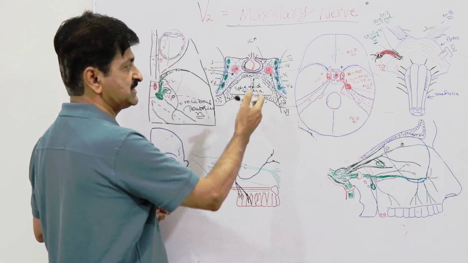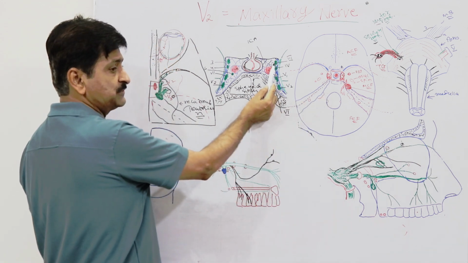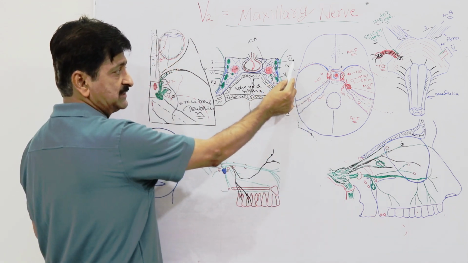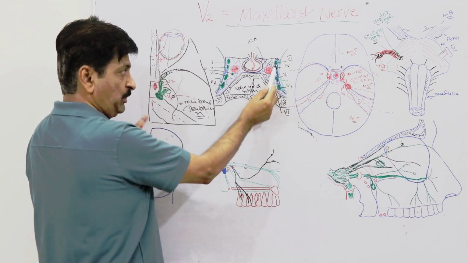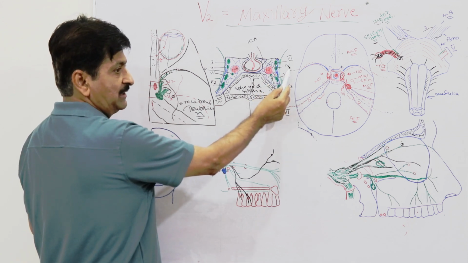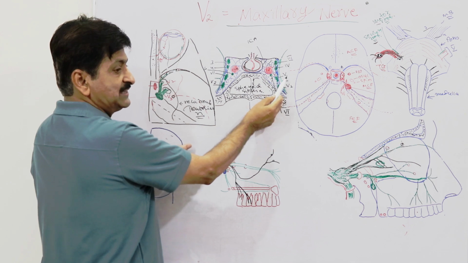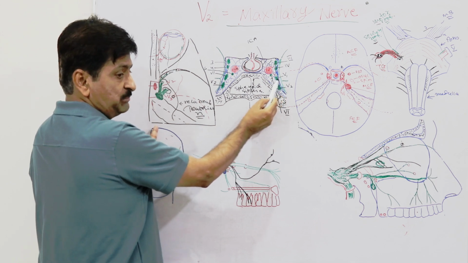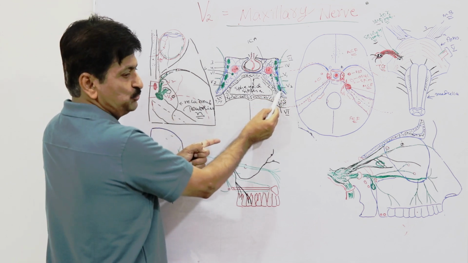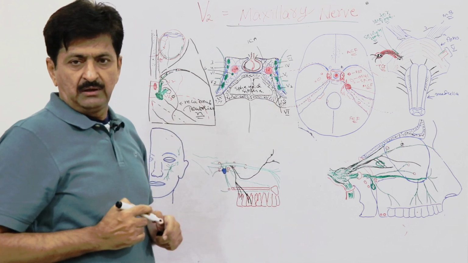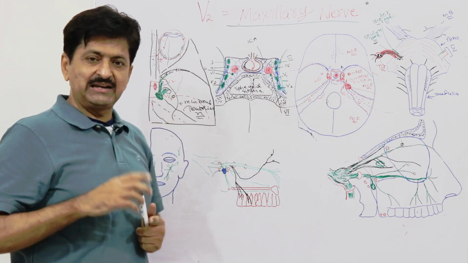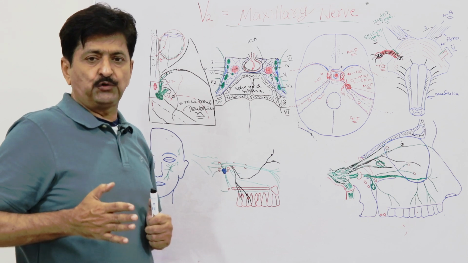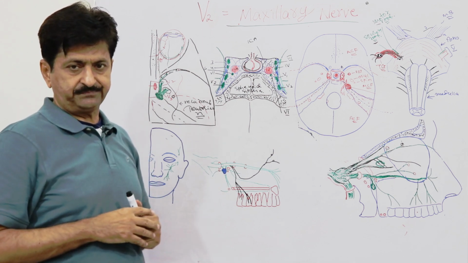In the lateral wall of the cavernous sinus, I told you the highest nerve, the superior nerve, is the third nerve, that is called the oculomotor. The next nerve below that is called the trochlear. Then the next nerve was V1, that is called the ophthalmic division of the trigeminal nerve, and now it is passing V2, that is the maxillary nerve. The maxillary nerve is the lowest among the four nerves in the lateral wall of the cavernous sinus.